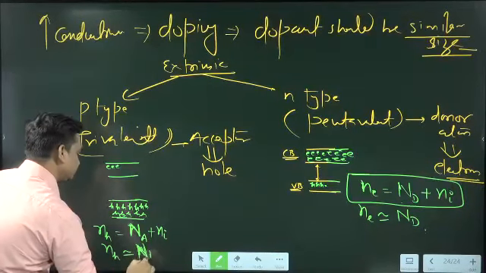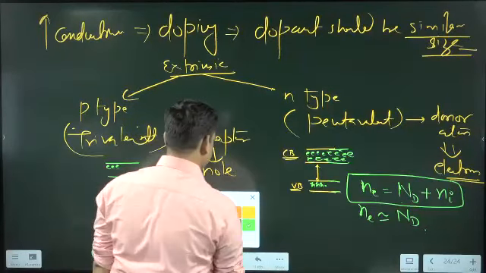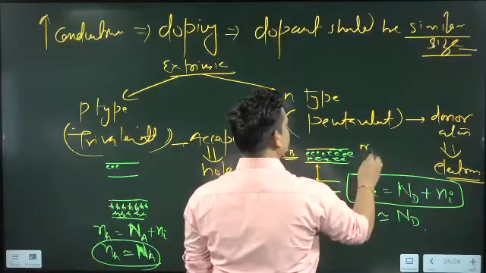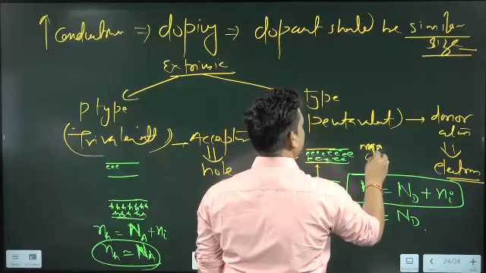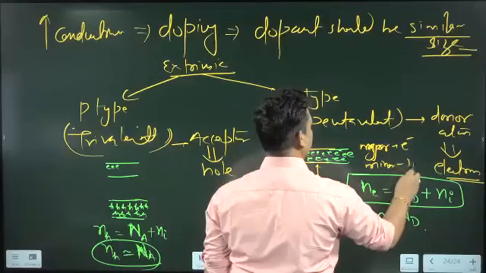Okay, now this thing is clear here. If I ask what are the major and minor carriers, everyone can say here the major is the electron and the minor is the holes.